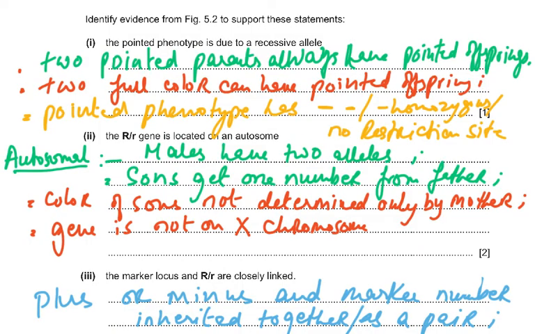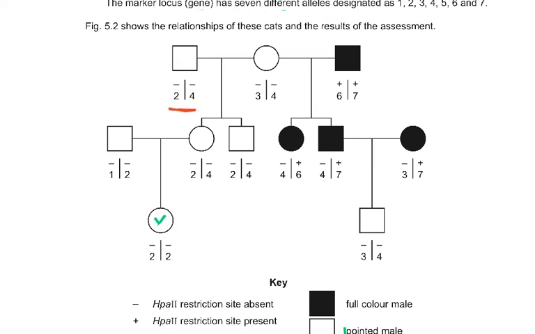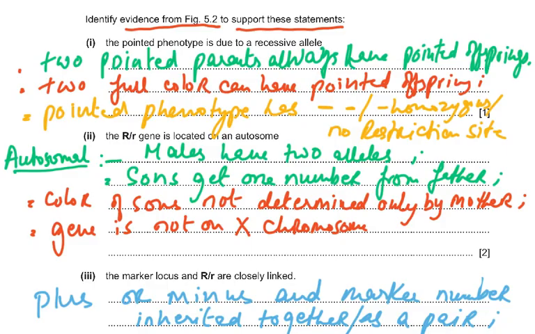Let's look at the first question. It says identify evidence from figure 5.2 to support these statements. The first statement was the pointed phenotype is due to a recessive allele. Two pointed parents always have pointed offsprings. Two full color can have pointed offspring. Well, if full color is a dominant trait and pointed is the recessive trait, then two full color parents can have a pointed offspring. Then pointed offsprings have negative, negative. So if you look at this diagram again, this is pointed, they have negative, this is pointed, they have negative, and the offsprings are also all negative. This was the fact that you had to look at for this part of the question.